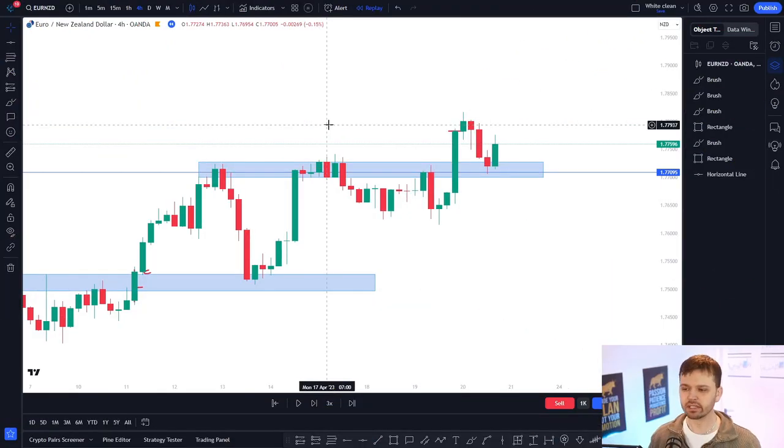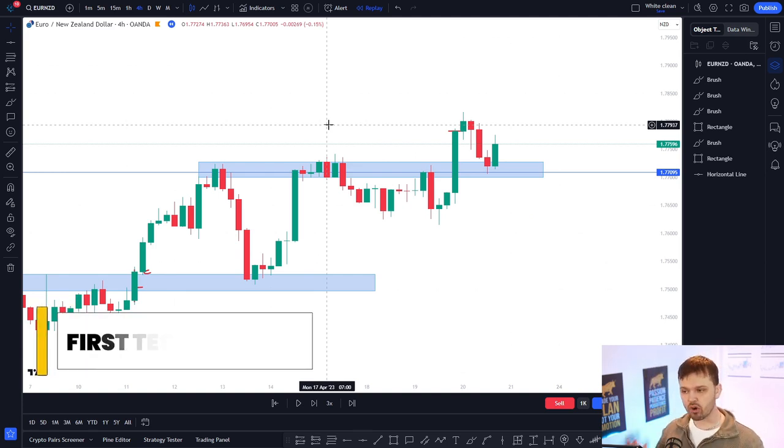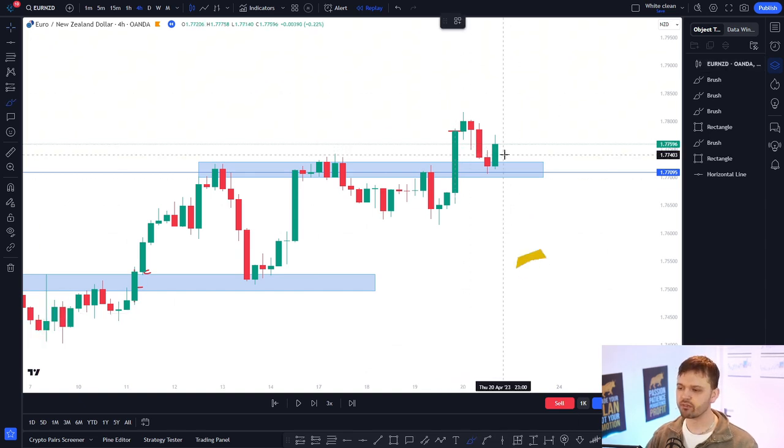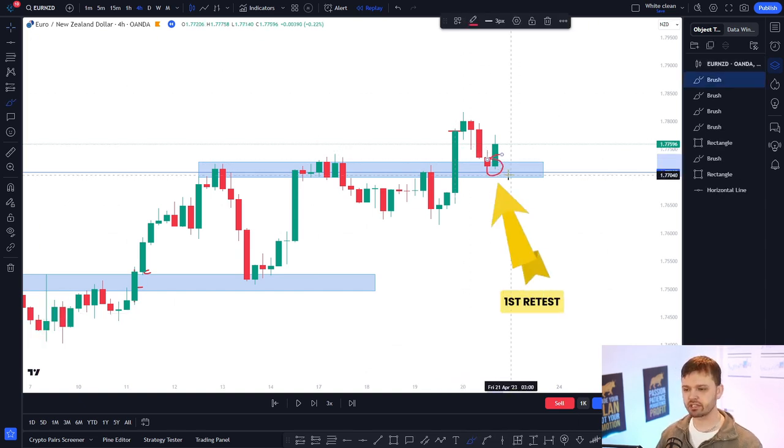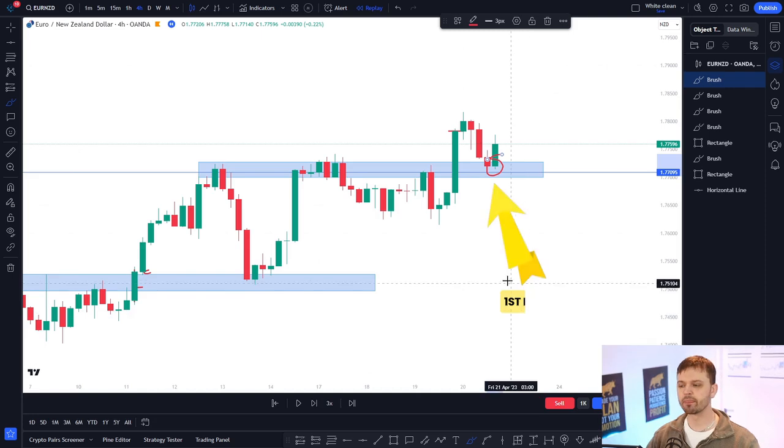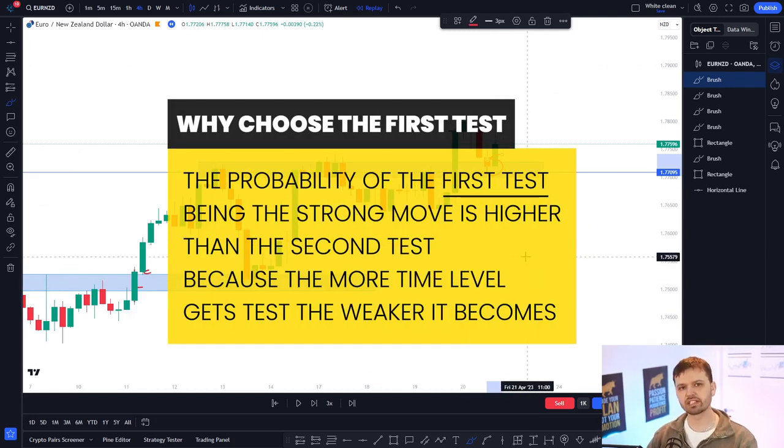Another concept that is widely talked about when it comes to the break and retest concept is the first test is the best test. Okay, so the first test is the best test, because usually the probability of the first test being the strong move is higher than the second test, because the more times a level gets tested, the weaker it becomes.